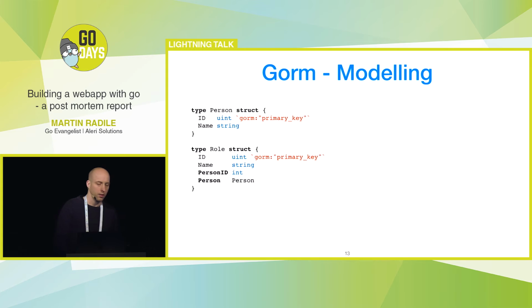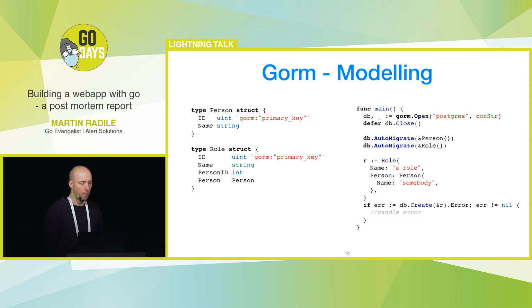What we have here are two structs that have a relation. A role belongs to a person. By adding the fields PersonID and Person to the Role struct, you tell Gorm that these structs have a relation. In this case, a role belongs to a person.